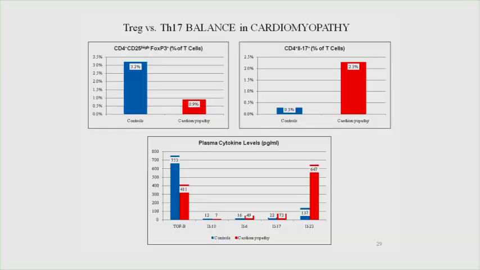And you see that in normal healthy people, 3% of their T cells are Treg, only 0.5% in those with cardiomyopathy. Conversely, the same mirror image we saw in atherosclerosis. With cardiomyopathy, you have a lot of Th17 cells. You don't have a lot of Tregs. If you look at plasma cytokines, if you have cardiomyopathy, you're going to be low in Treg cytokines, TGF-beta, interleukin 10. You're going to see more interleukin 6, which is Th1. You'll see more interleukin 17, more interleukin 23, which is Th17.